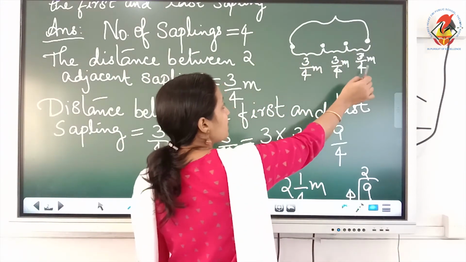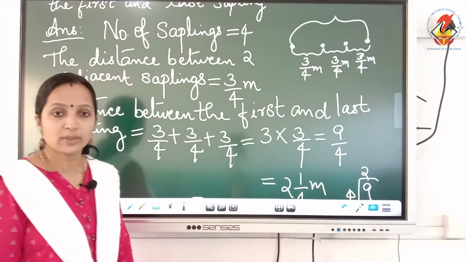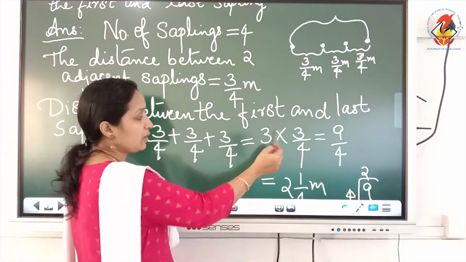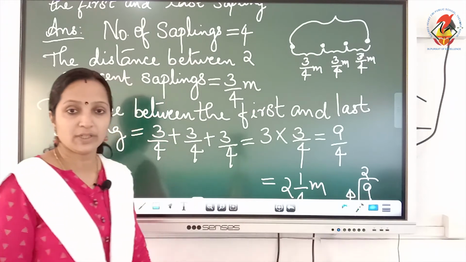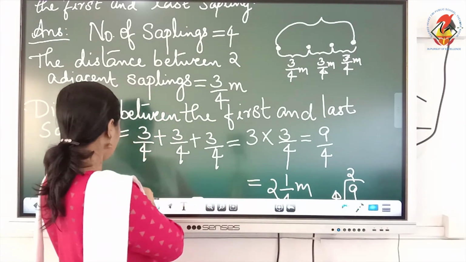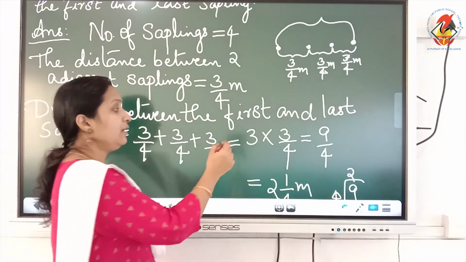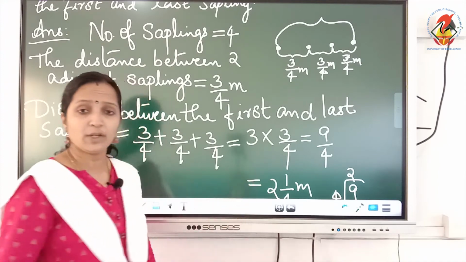So 3 by 4 plus 3 by 4 plus 3 by 4 means what? 3 into 3 by 4. Okay. So 3 into 3 by 4 is what? Product of numerators, product of denominators. If there is no denominator, what is the denominator? 1. Or you can say multiply the numerator and write the denominator the same.